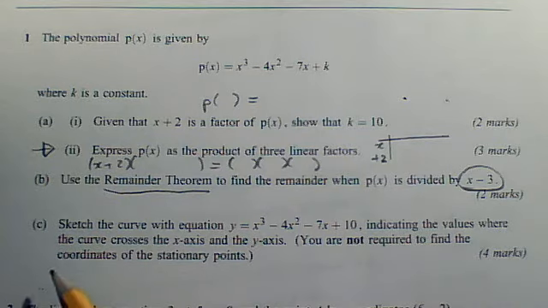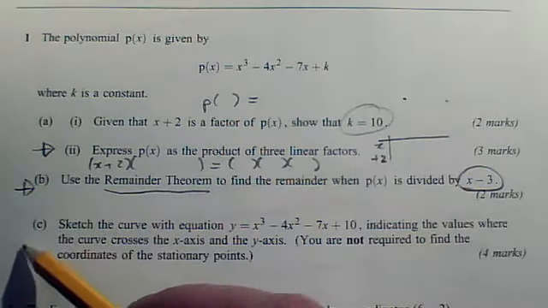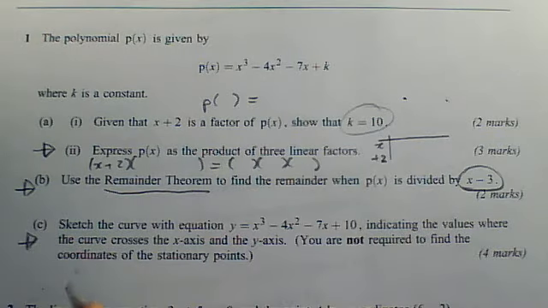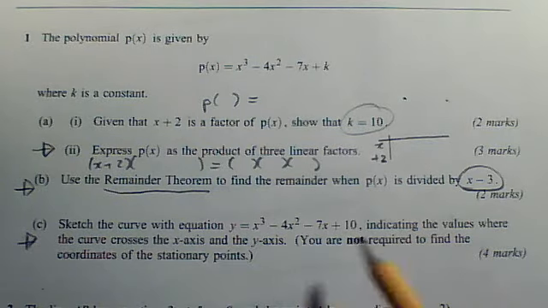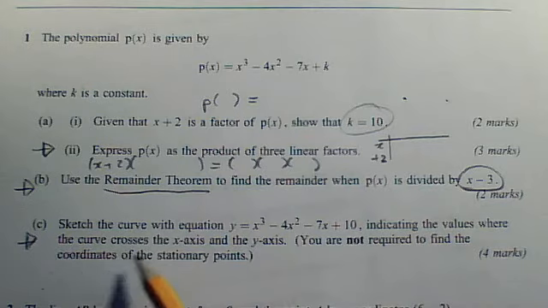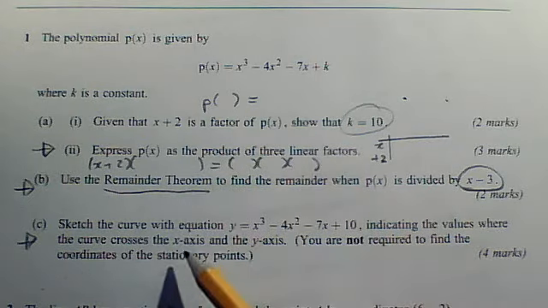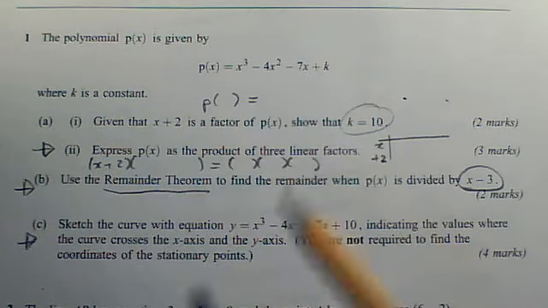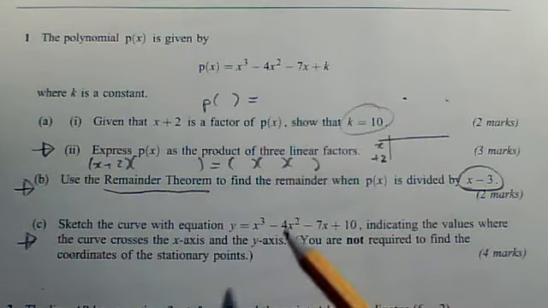And then part C, all of these are re-entry points. You know what k is from the first part of A. In part C, we've got to sketch the curve with this equation. So you should know the general shape of this, indicating the values where the curve crosses the x-axis. Now on the x-axis, y equals 0. So when this equals 0, you can use your factorisation.